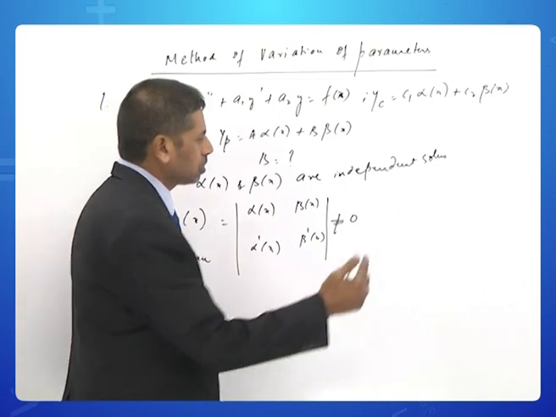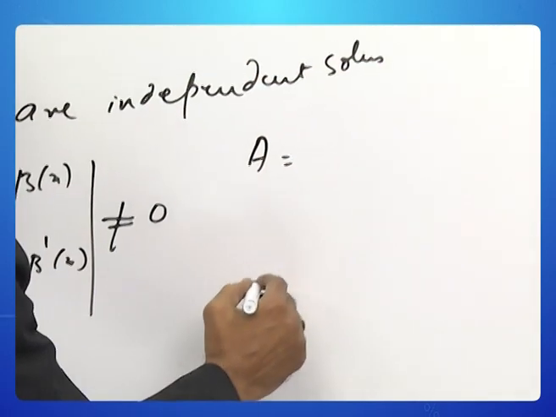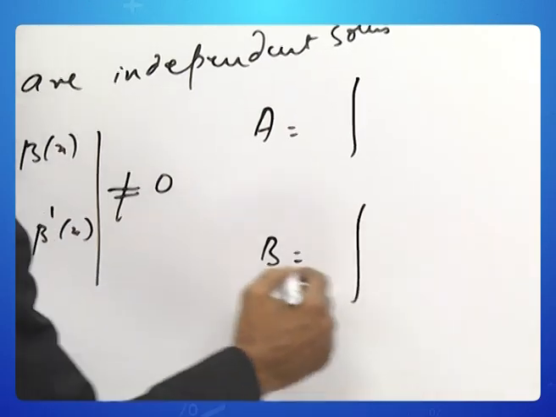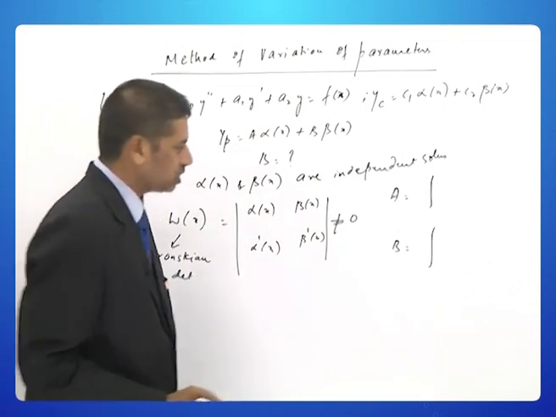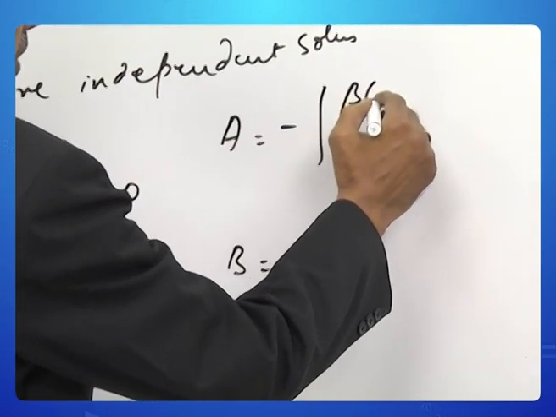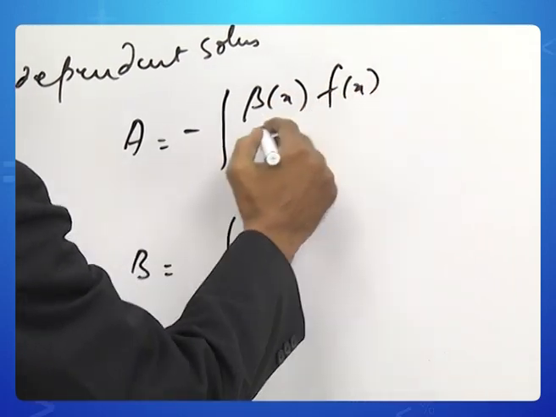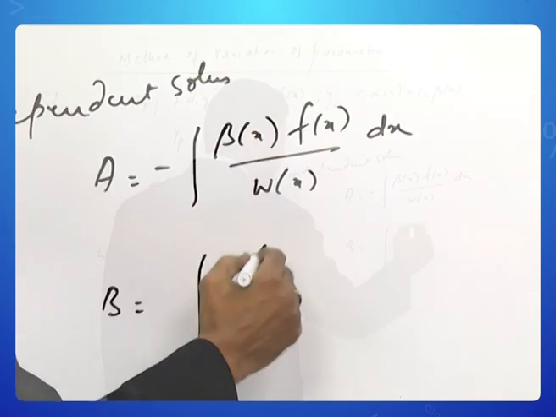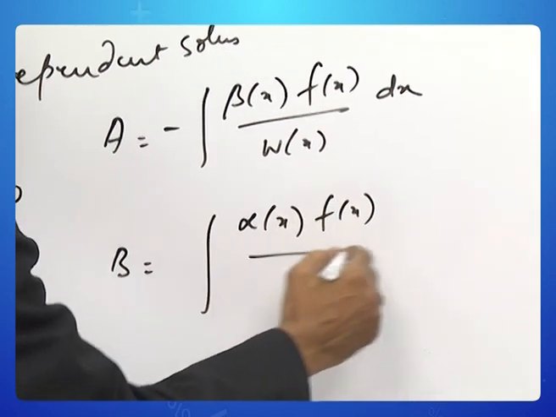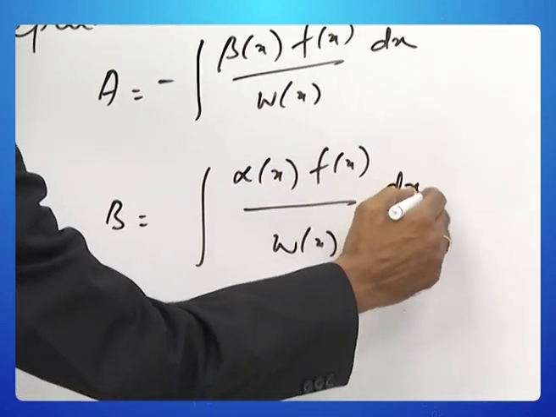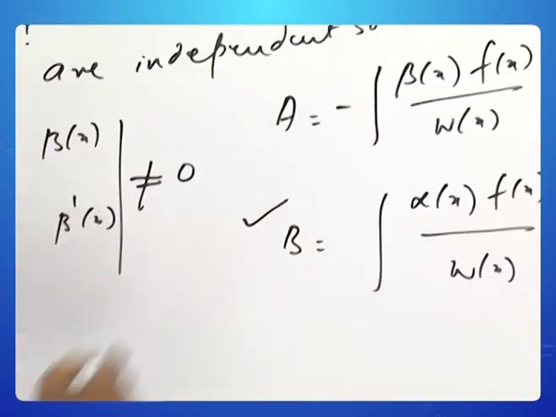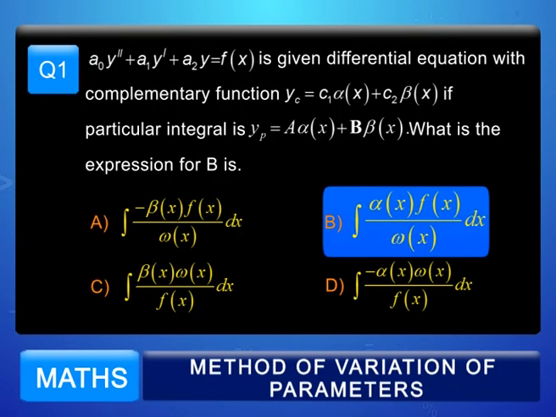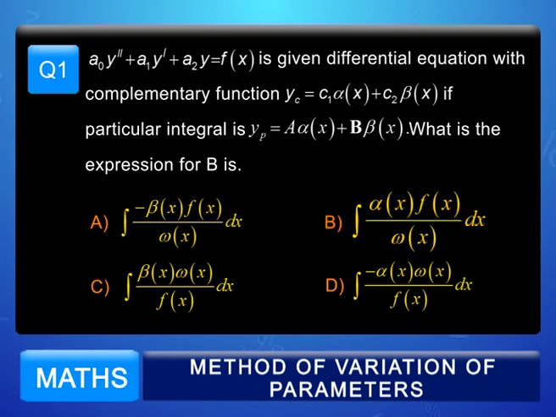Now, without going to the theory, the formulas to find out a and b are well established formulas. A is equal to minus integral beta x f x by W x dx. B is integral alpha x f of x by W x dx. Since we are talking about b, you will find this formula for b appears as option B in your solutions.